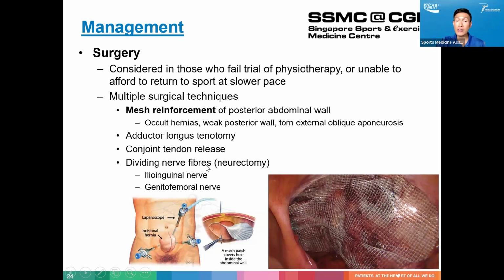There are also certain nerves that can be impinged over this region, such as the ilioinguinal nerve, genitofemoral nerve, and by teasing out or dividing the nerve fibers, what we call neurectomies, have been described also to help to manage the pain over this region.